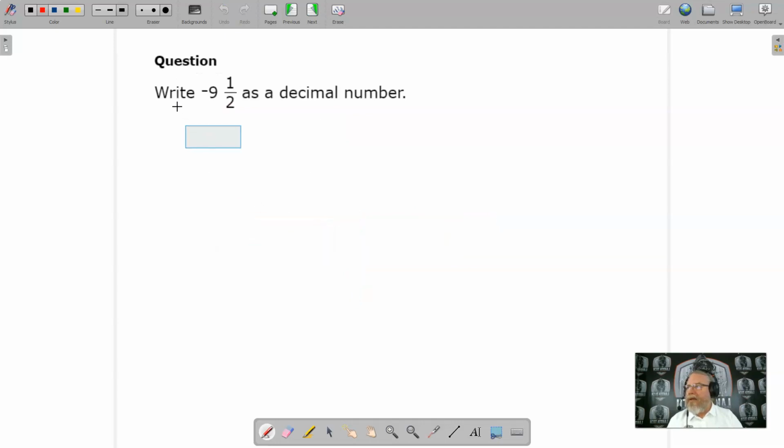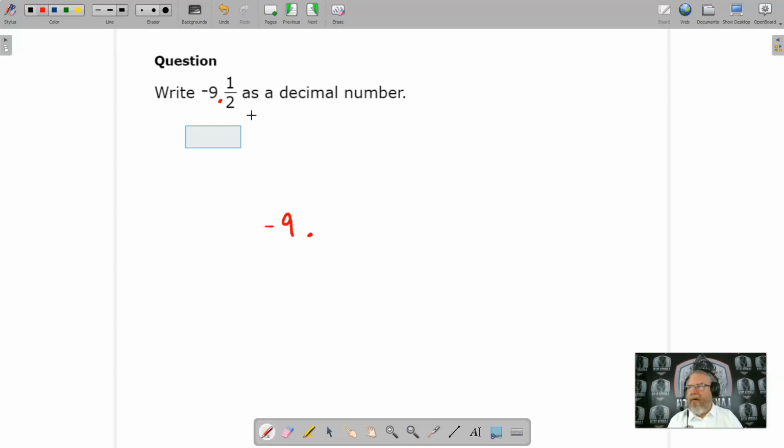All right, next question. Write -9 and 1/2 as a decimal number. So we're going to need some decimal number, right? Well, what's in the ones place? Well, we see everything, the decimal will be right here, right? 9 and, remember the decimal is the word and. So to the left of the decimal is -9. So we'll go ahead and put that -9 in there. And then 1/2 as a decimal.